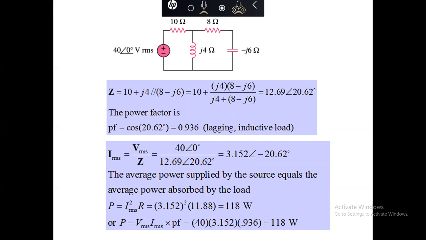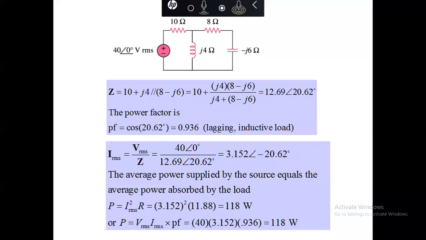Now we are given the RMS voltage, which is 40 at the angle of 0 degree. So we divide it by the impedance value, and the RMS current is 3.152 at the angle of minus 20.62 degree. The average power is very simple when we have the IRMS given. We can take IRMS squared times the resistance of the network.